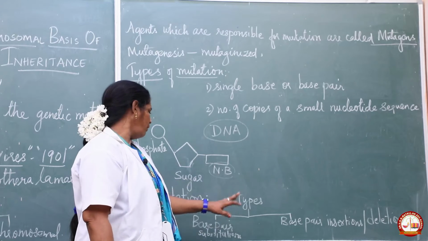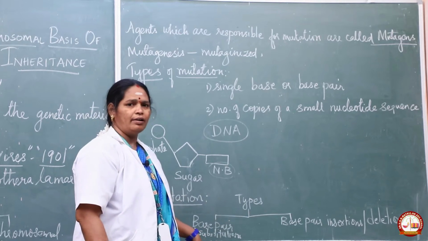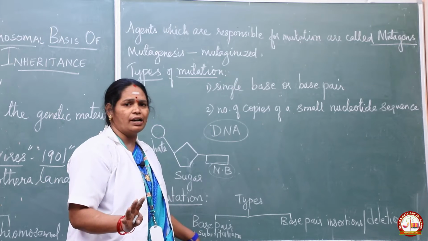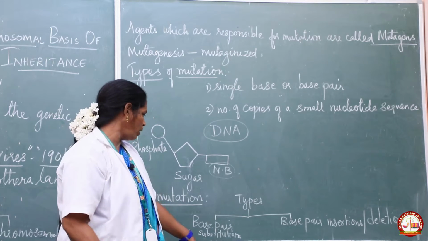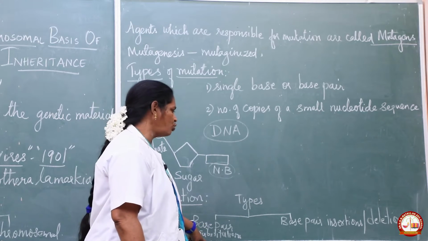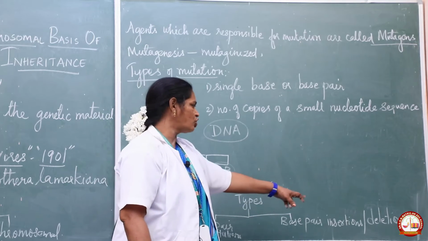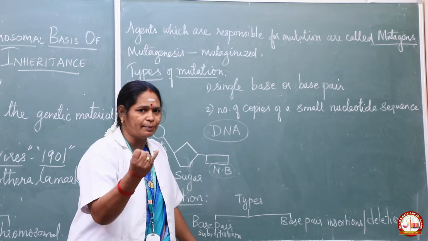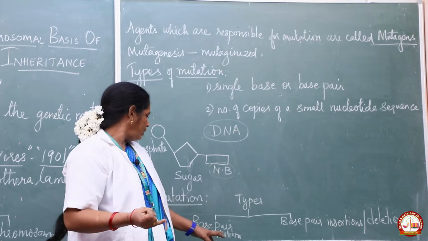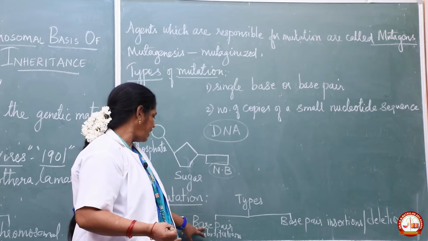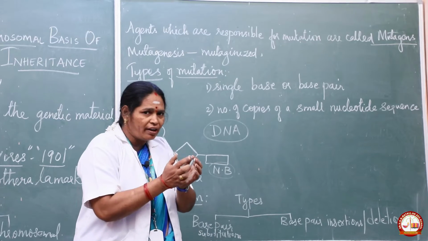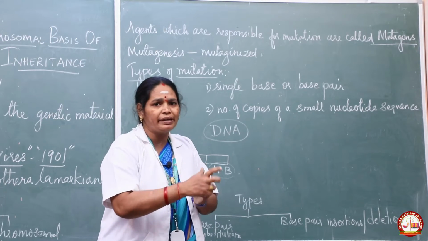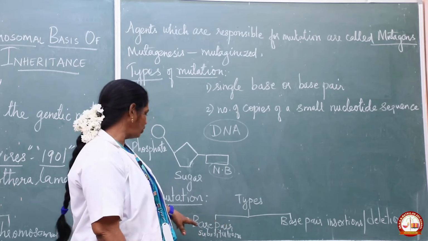It is of two types. Point mutation is generally classified into two different types. What are they? Base pair substitution, and base pair insertion or deletion. Base pair substitution is where one nucleotide is replaced by another.